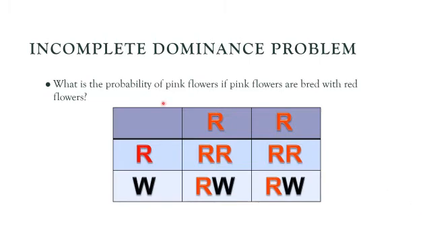So therefore, what is the probability of pink flowers in this situation? 50% chance of pink flowers, because every box is 25%. Since we have two RWs here, we have two pinks, so it makes up a 50% chance of pink flowers. 25%, 25%, therefore 50% of the offspring could have pink flowers.